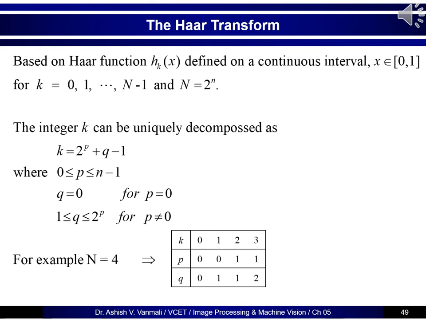So if we consider an example where capital N is equal to 4, then k can take the values 0, 1, 2, 3. If k equal to 0, then we will get the values of p and q as 0, 0. For k equal to 1, we will get the values of p and q as 0 and 1. For k equal to 2, the values will be 1, 1. For k equal to 3, the values of p and q will be 1 and 2.